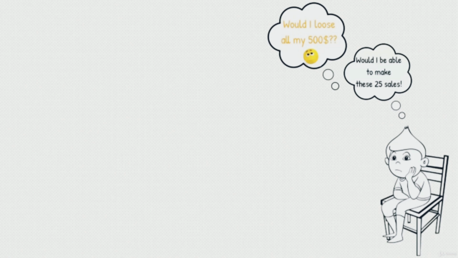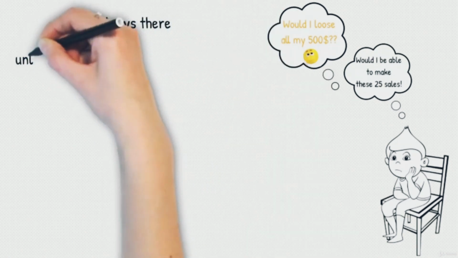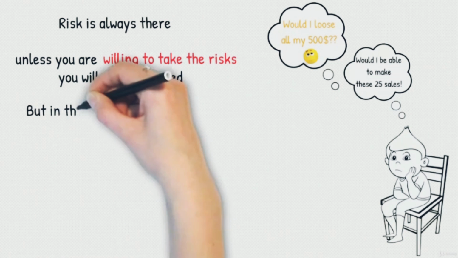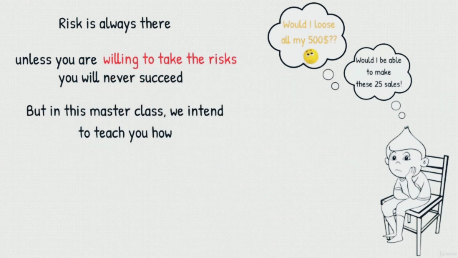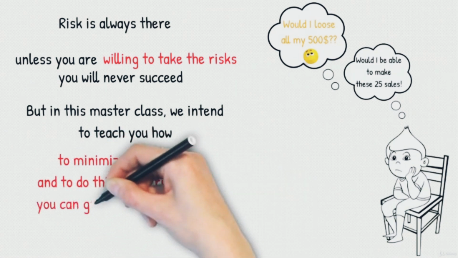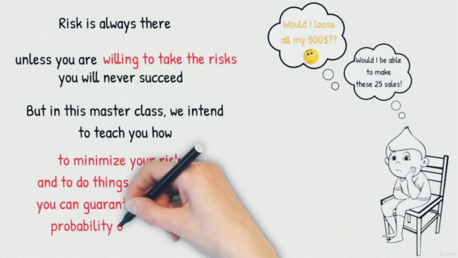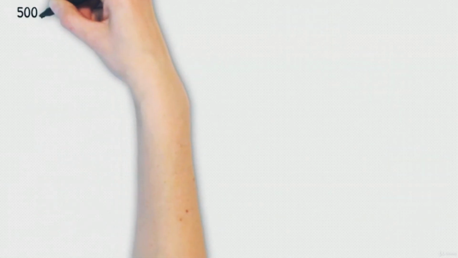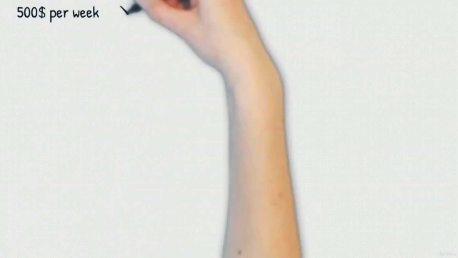So what to do? Well, risk is always there, and unless you are willing to take the risk, you will never succeed. But in this masterclass, we intend to teach you how to minimize your risks and how to do things the right way so you can guarantee the highest probability of succeeding. So what I recommend you to do is, $500 per week is a little bit more than $70 per day of ad spend. You take these $70 and divide it by 2, which gives you $35 per day.